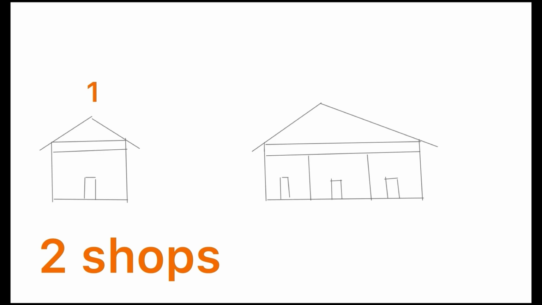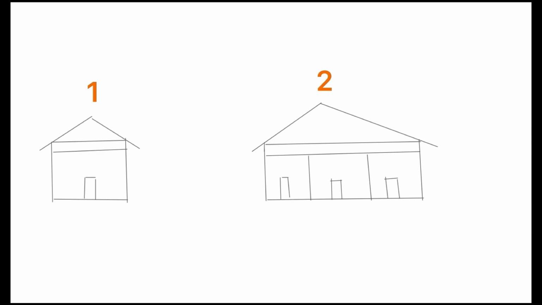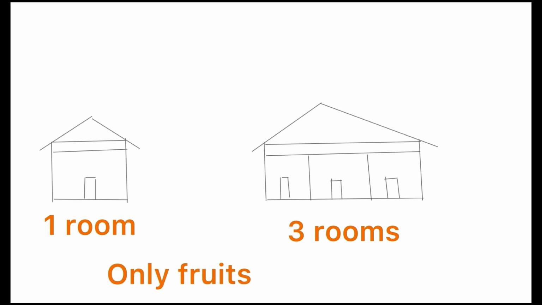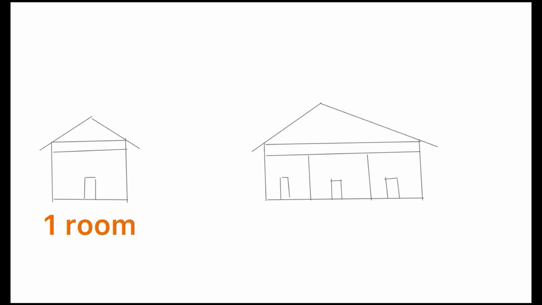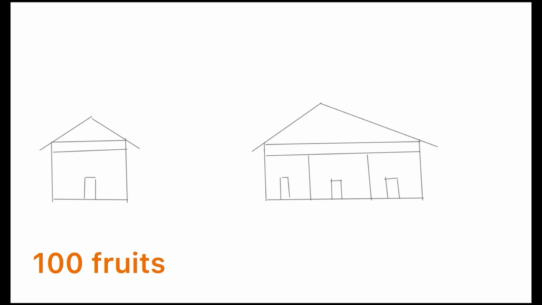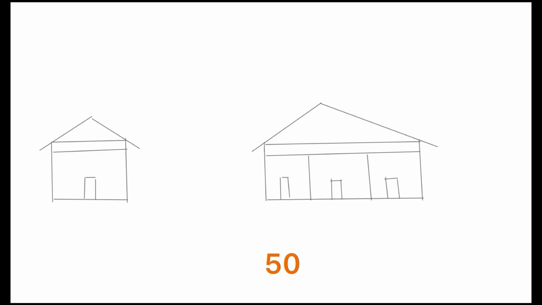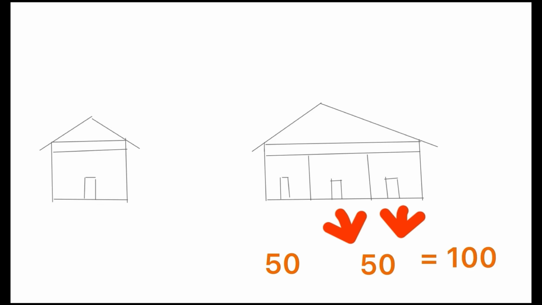There was a lady who owned 2 shops in a village, shop 1 and shop 2. She used the first shop for herself, which had only 1 room. The second shop, which had 3 rooms, she rented out. Both shops were used exclusively to store and sell only fruits. In her single room shop, she always kept exactly 100 fruits. For the rented shop, she set a rule: her tenant also had to keep exactly 100 fruits in total across the 3 rooms. So if one room in the rented shop had 50 apples, the other 2 rooms combined should have only 50 fruits to keep the total at 100.